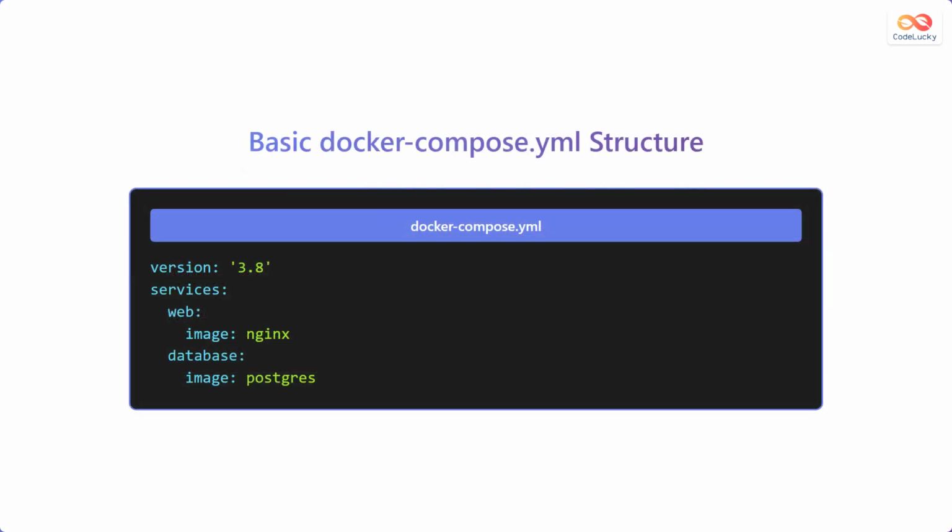Let's take a look at the basic structure of a docker-compose.yml file. The file begins by specifying the version, in this case version 3.8. Next, we define the services. Here we have two services: Web, which uses the Nginx image, and Database, which uses the Postgres image.